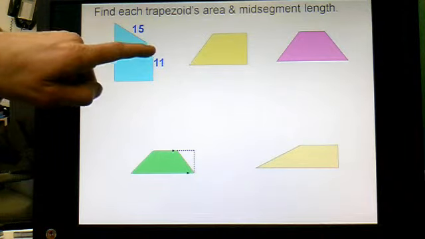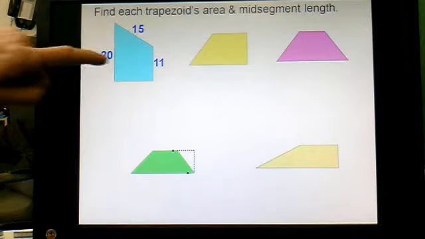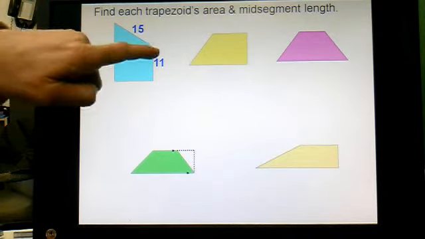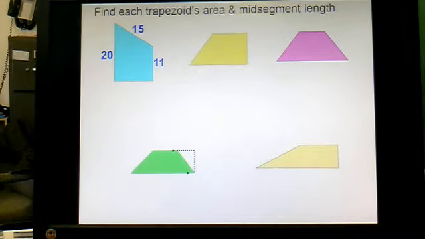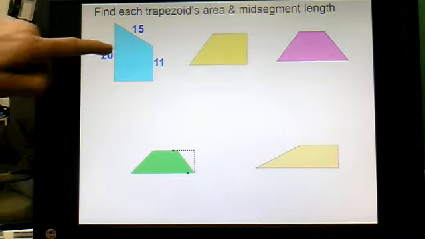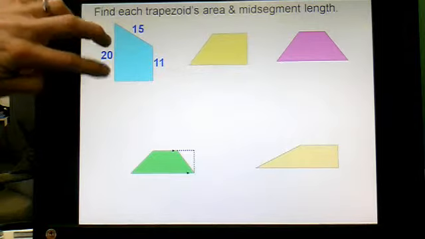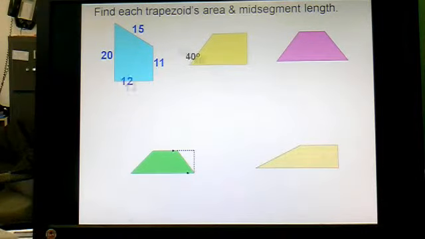You can draw a little altitude this way. It's a little weird, but these are the 2 bases. The height is actually going this way. It's this side. If you draw this in here, you'll see you get some Pythagorean theorem. If you draw that, this little dimension here is 9 and 11, dividing the 20 into 2 pieces on there, and eventually you can figure out that's 12.